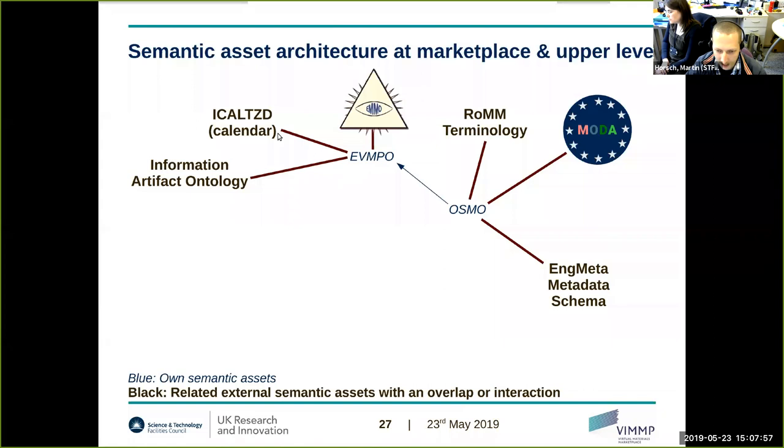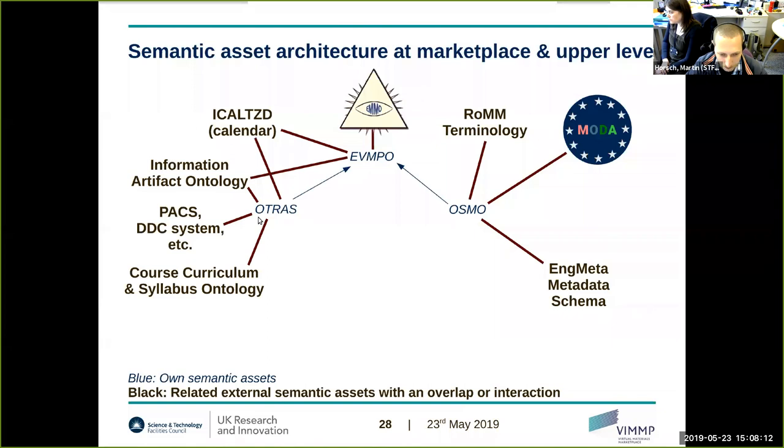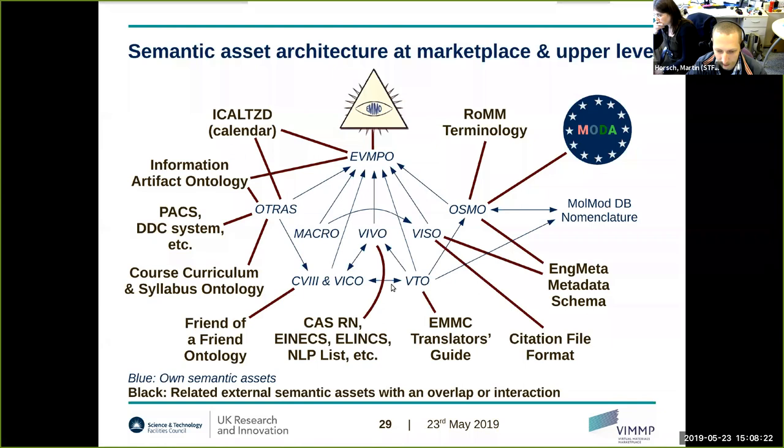So Osmo, for example, is the ontology version of MODA. So of course, it's closely related to MODA, and it's related to the review of materials modeling and to metadata schemas developed by others. Then we have the ontology for training services, also related to ontologies that already exist, and so on and so on. The full set of marketplace level ontologies that I have now briefly introduced.